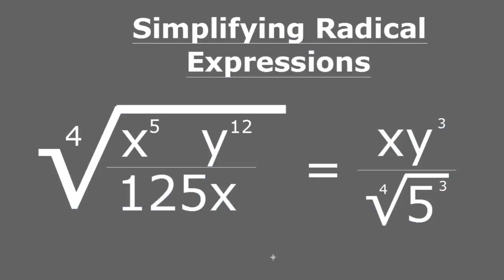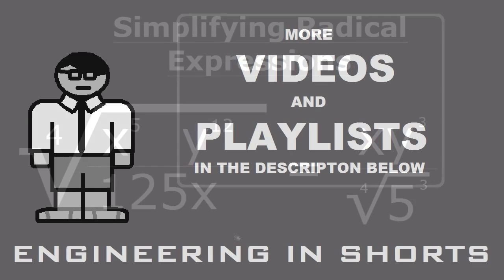The goal for this exercise is to simplify this expression: the fourth root of x with an exponent 5 multiplied by y with an exponent 12, divided by 125x, equals x times y cubed divided by the fourth root of 5 cubed.